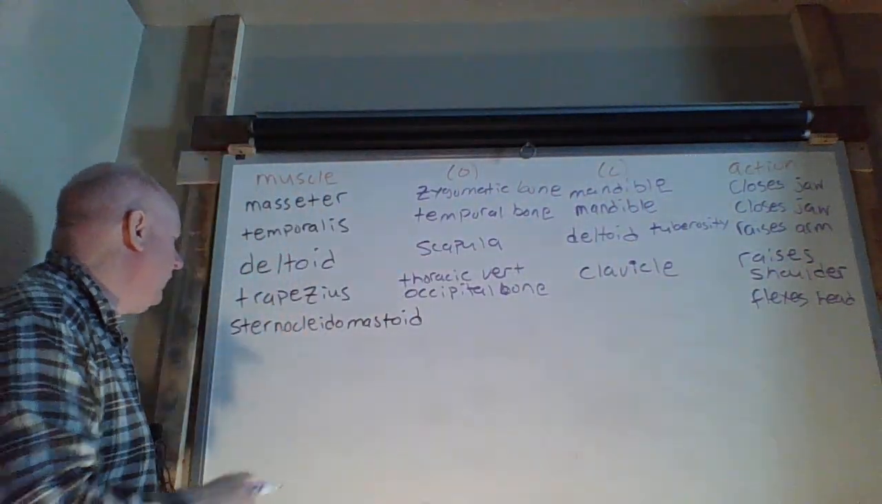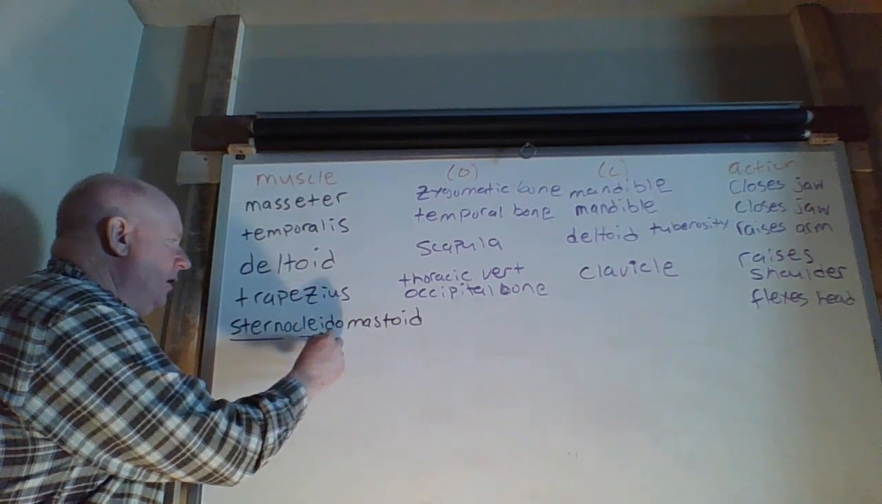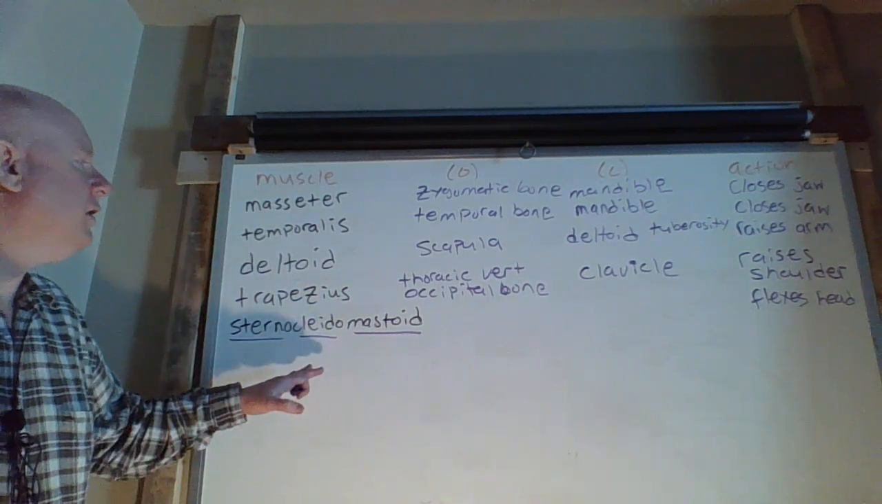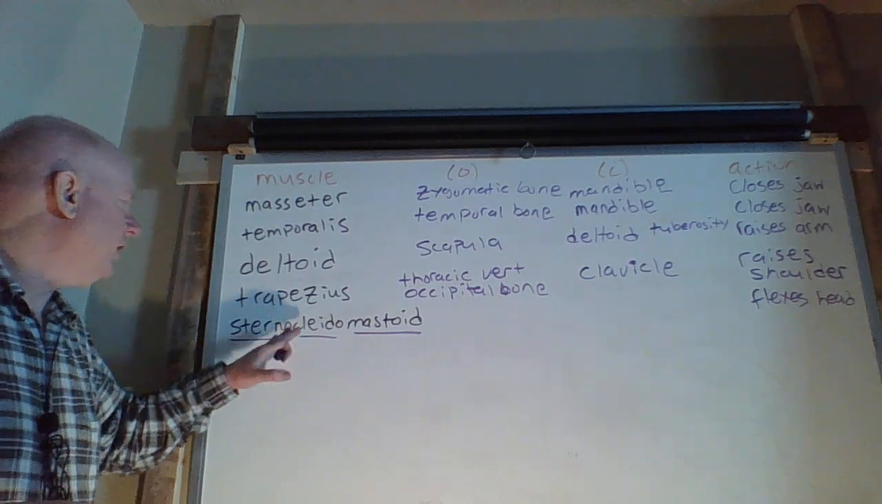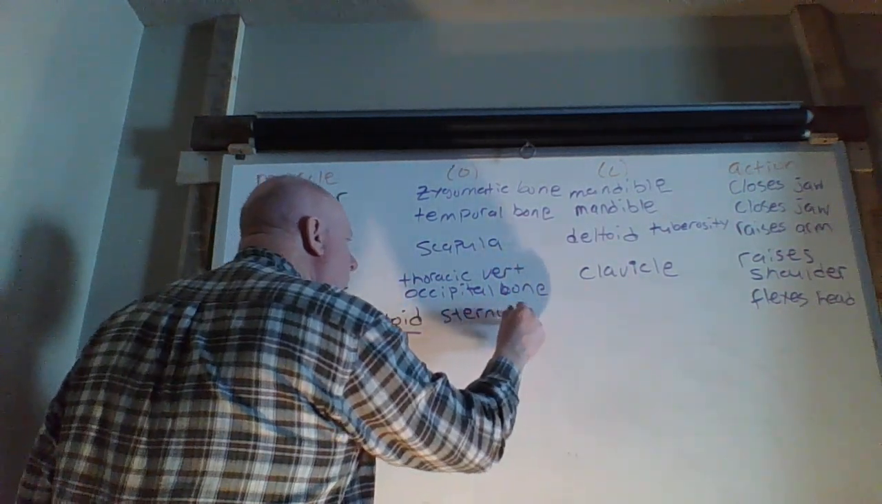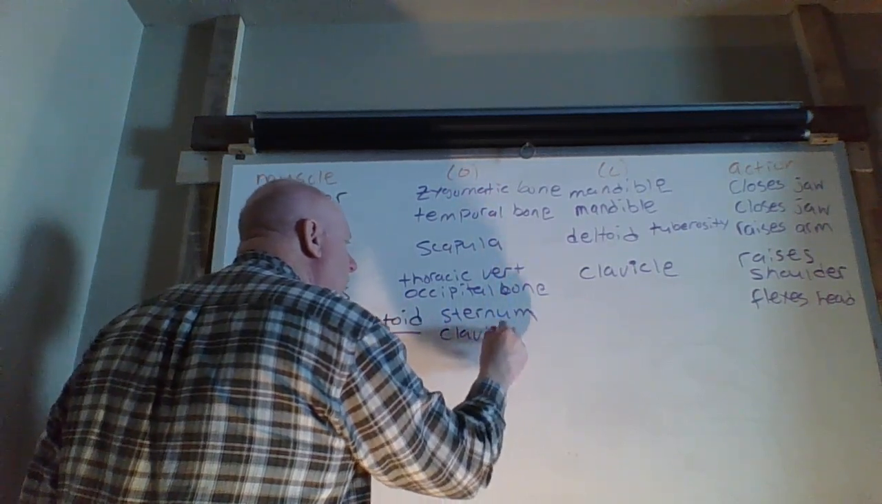So of these, okay, here's a bone, and then here's a bone. And we talked about that in class. So which one of these does not move? Okay, so in this case, it would be the sternum. And you could say the clavicle too.